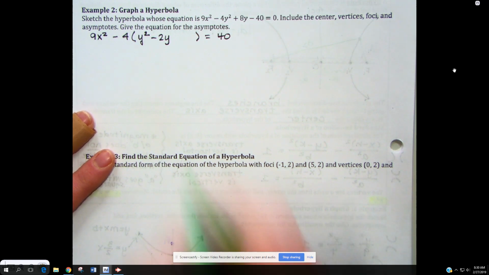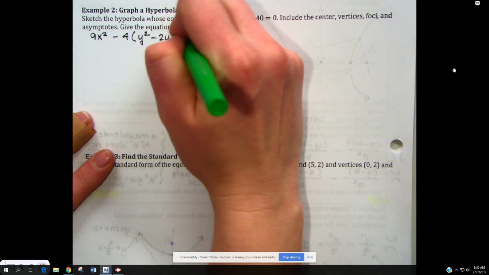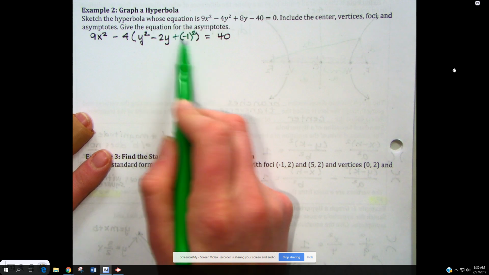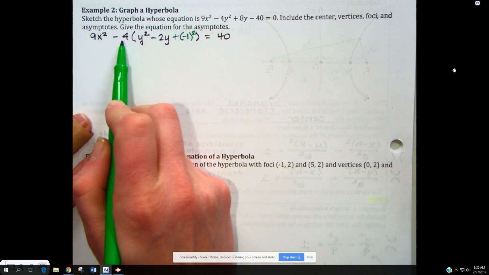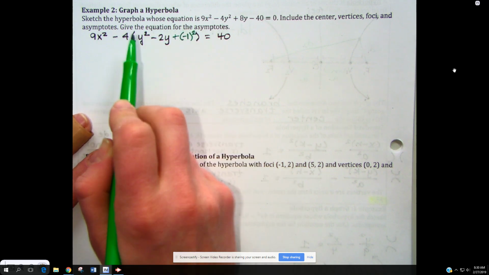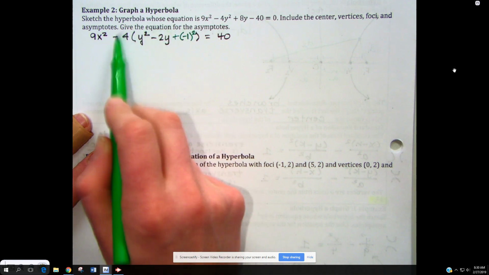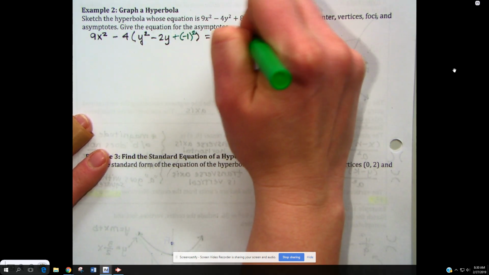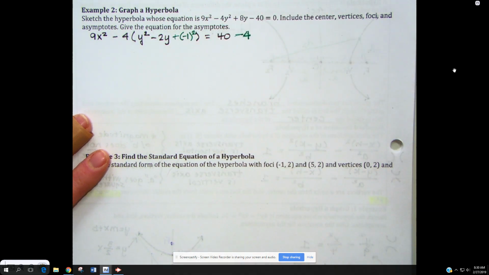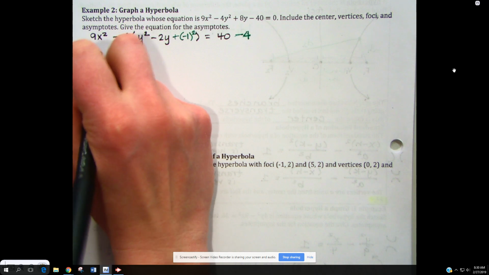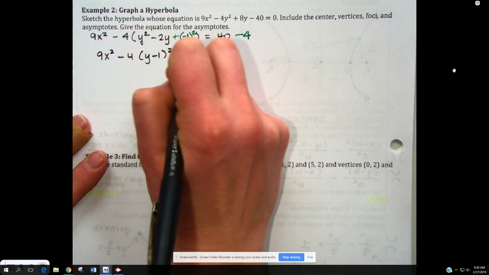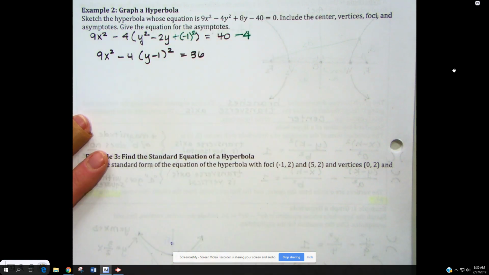All right, then we'll go ahead and complete our square. So we're going to have plus -1 quantity squared. Be careful, right? You've added 1, but because it's inside of the parentheses here, you've actually subtracted 4. If I've subtracted 4 on the left-hand side, I need to subtract 4 on the right-hand side so that I maintain my equality. So I can go ahead and finish this equation. It'll be 9x squared minus 4, y minus 1 quantity squared, and 36.